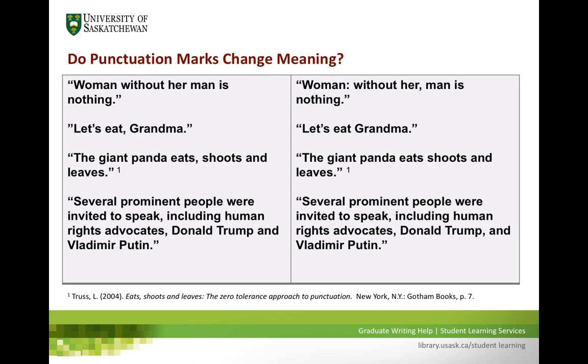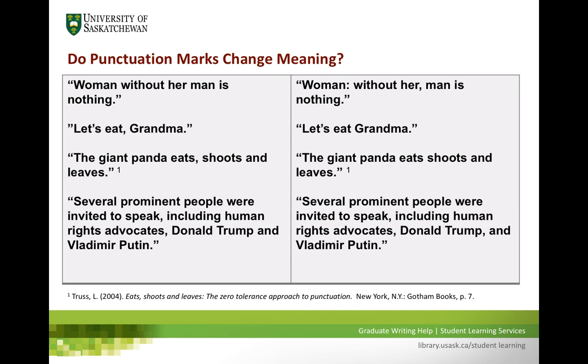In the left column on this slide, I have some sentences, 4 sentences. In the right column, those sentences are repeated with just a few punctuation changes. And let's look and see how those punctuation additions or subtractions in the second column, if they change meaning.